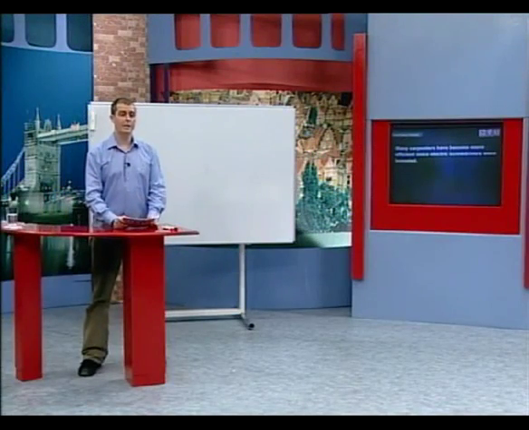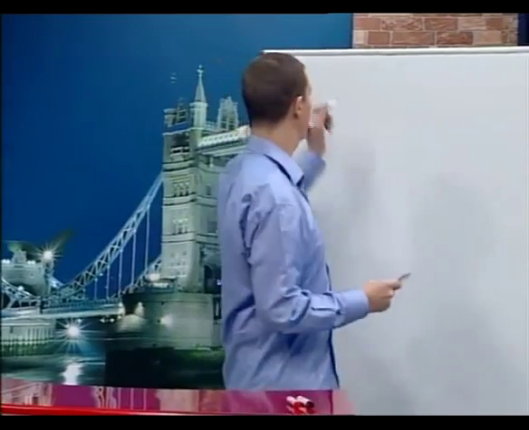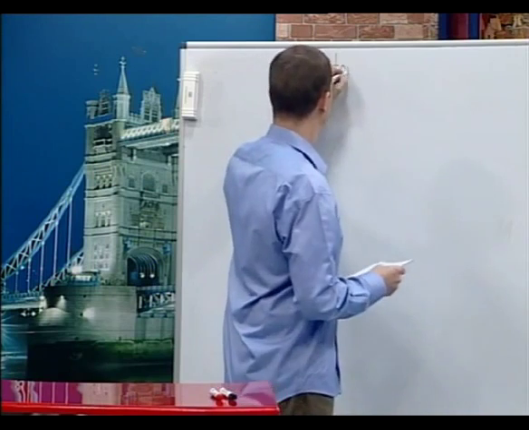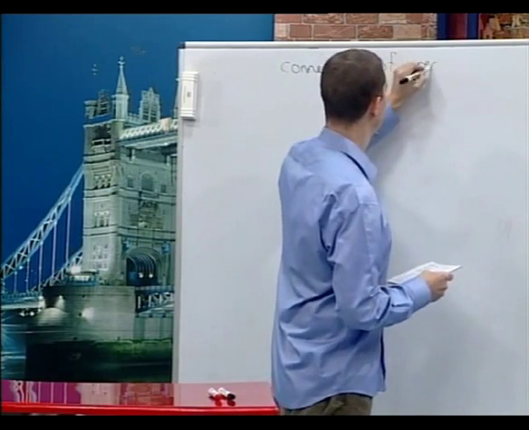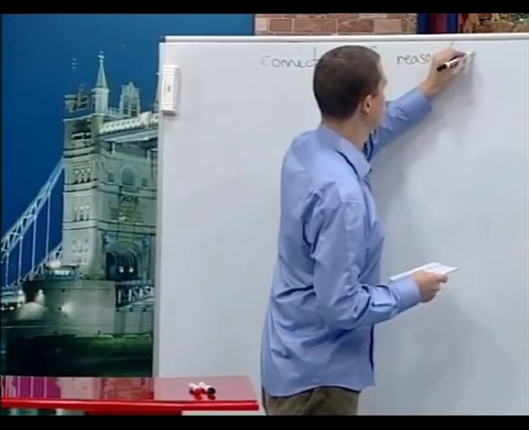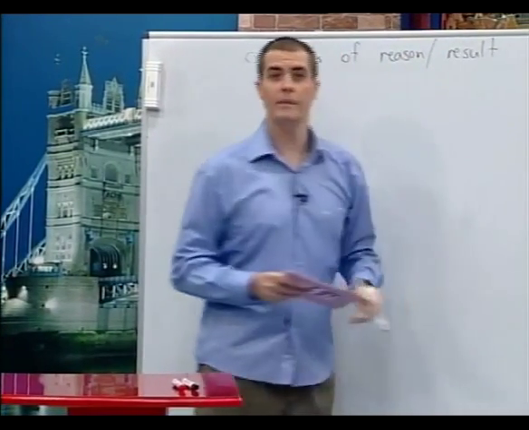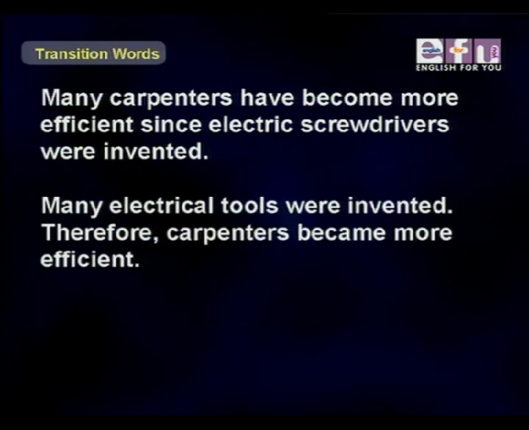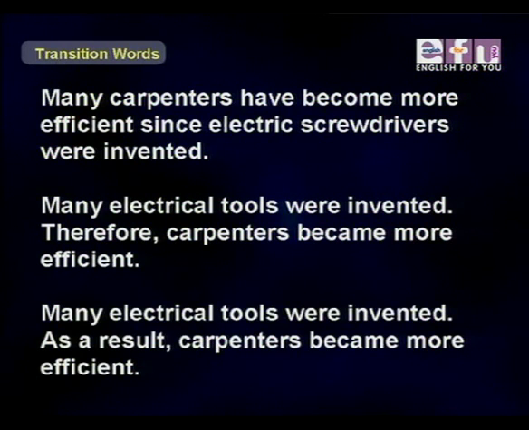And now let's look at connectors of reason and result. Here are some example sentences for you. Many carpenters have become more efficient since electric screwdrivers were invented. Many electrical tools were invented, therefore carpenters became more efficient. Many electrical tools were invented, as a result, carpenters became more efficient.